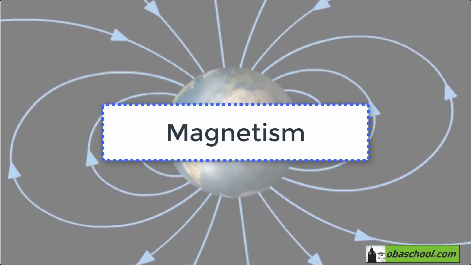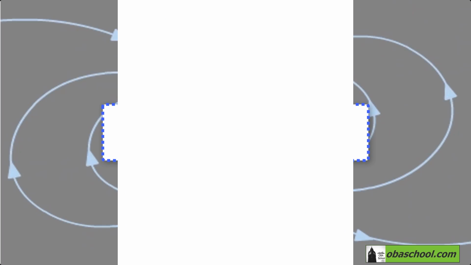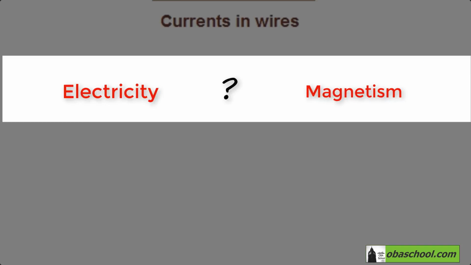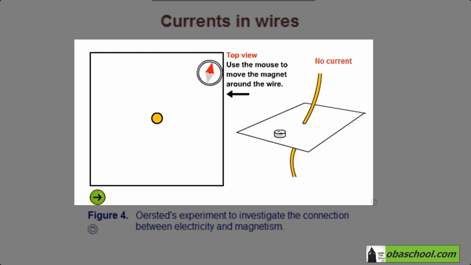Hi! In this video, we will continue the new chapter about the magnetic fields. For many years, electricity and magnetism were thought to be separate phenomena. Then an experiment showed the connection between them.